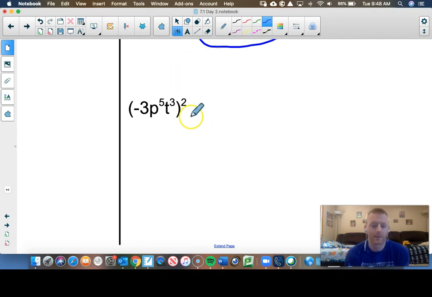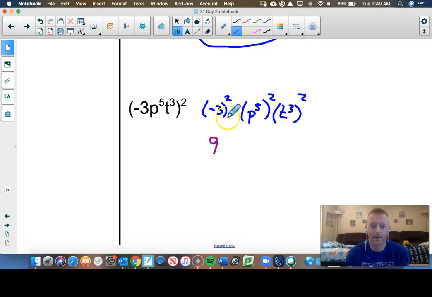Another problem for us, and we'll go through these as quickly and as slowly as we can to make this make sense. We have a -3 that gets that 2nd power. We have p to the 5th, which gets the 2nd power, and t to the 3rd, which gets that 2nd power. So again, this is still a 9. This part here, 5 times 2 makes a p to the 10th.